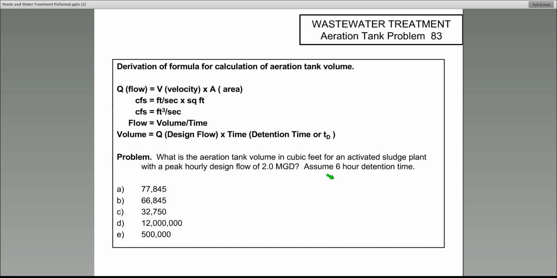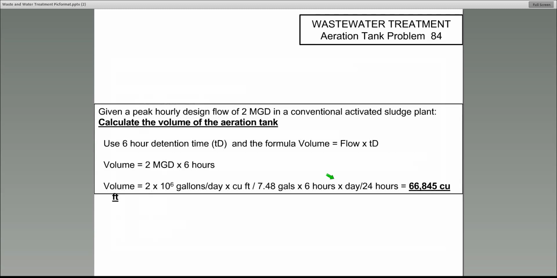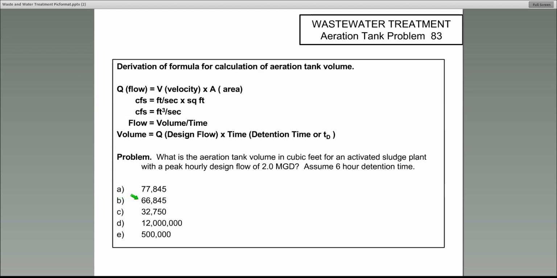Okay, how do you work that? What's the right answer, and how do you work that problem? Use a 6-hour detention time, and it's simply the flow times the detention time. So 2 MGD, that's the peak flow, times 6 hours, and you have to convert the gallons to cubic feet by dividing by 7.48, and you have to convert the hours to days, and you come up with 66,845 cubic feet. Of course, you normally round that off, but it's B, 66,845.